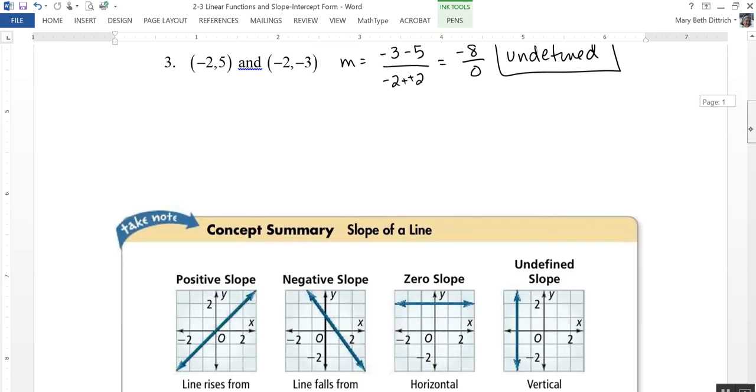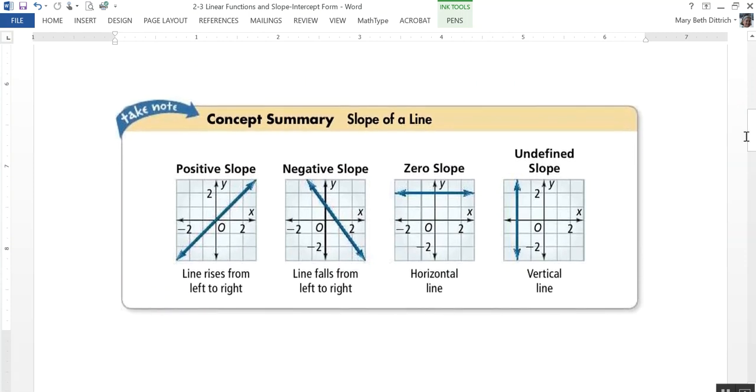Here's a little table from your textbook that kind of goes over what this looks like. So if a line has a positive slope, then the line rises as it goes from left to right. So as we read from left to right, the line is going up. A line that has a negative slope is going down as we move from left to right. A horizontal line has a slope of 0, so that's actually m equals 0. That is a number. And a vertical line is one that has an undefined slope, and I want you to use that word undefined.